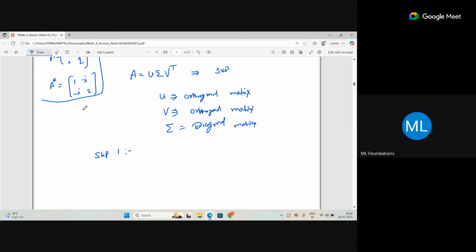Okay, step. Okay, you can do it later. I'll just write down all the steps. Step one is what, like? Find eigenvalues of... or possibly, okay, I'll do one thing.